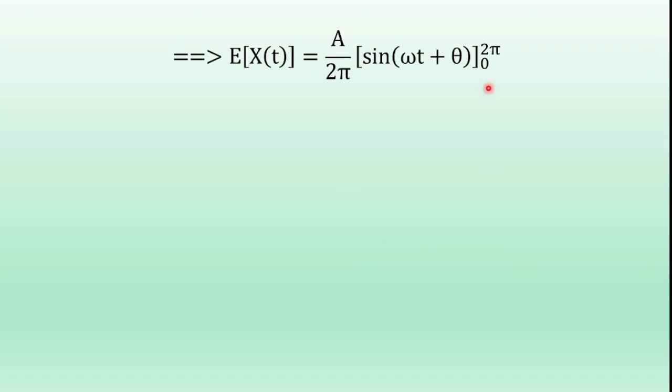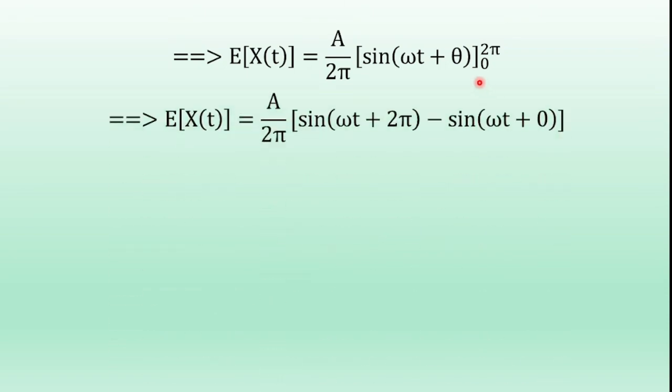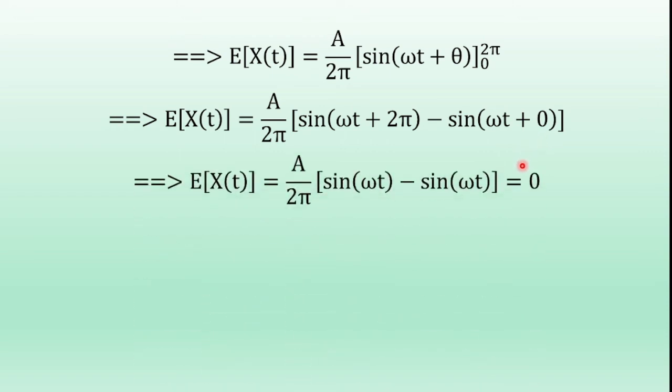Now substitute the upper and lower values of theta. We have a by 2 pi into sine of omega t plus 2 pi minus sine of omega t plus 0. Sine of 2 pi plus omega t is sine omega t, so sine omega t minus sine omega t is cancelled. The term within the bracket is 0, and a by 2 pi into 0 is 0. So the expectation of x of t is 0. So now the condition is satisfied.